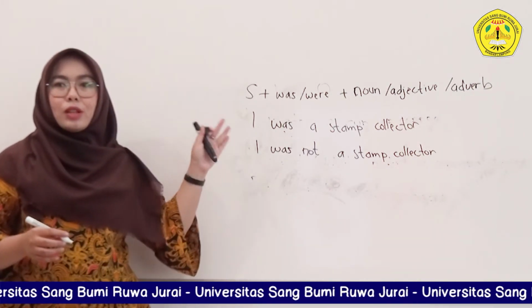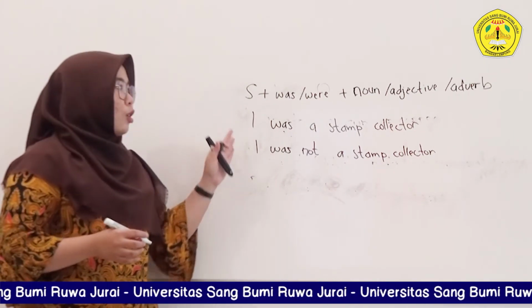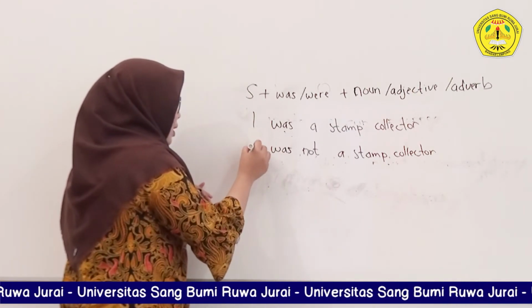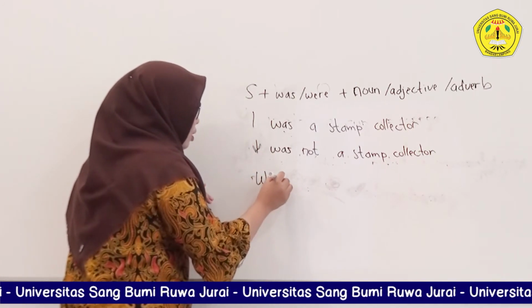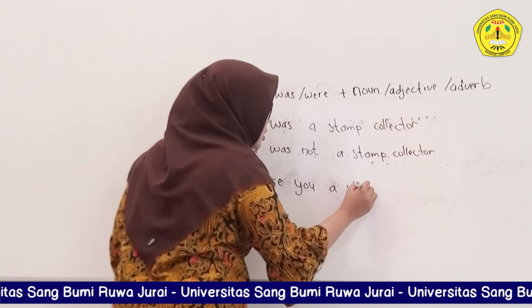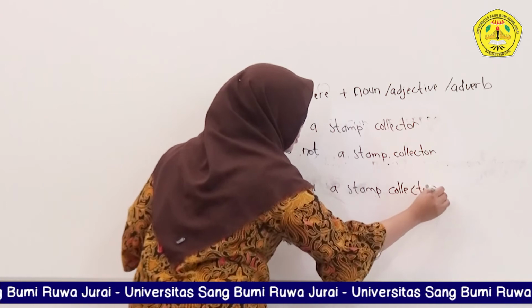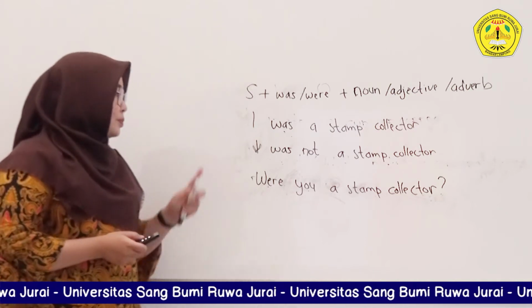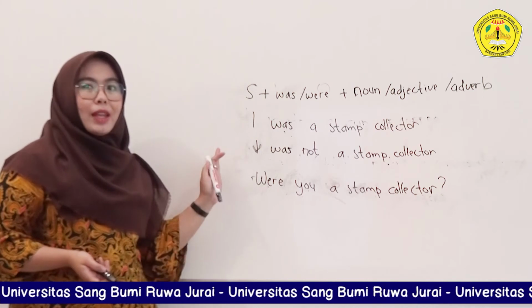The last is interrogative, or kalimat tanya. If you want to make a question by using a nominal sentence, here we go. We will change I, yeah, we will change I become you. It means we have to use to be were. Okay, were you a stamp collector? Don't forget to put a question mark. Okay, this is the example of a nominal sentence: positive, negative, and interrogative.